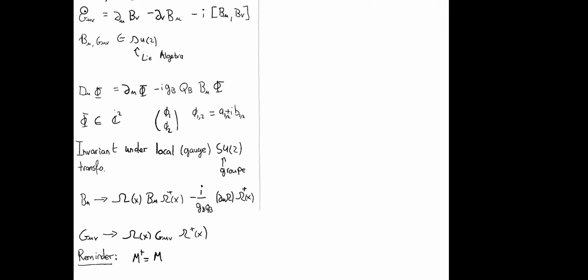So the Lie algebra is the set of Hermitian matrices with zero trace, 2 by 2, and this characterizes SU(2). Correspondingly, the group is the set of 2 by 2 unitary matrices with unit determinant. And this is SU(2).